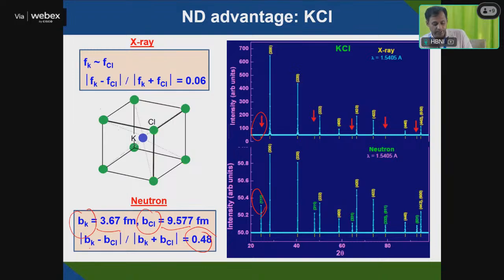So in neutron diffraction you are getting an additional peak, information which you could not identify in the case of X-ray. In X-ray, the average scattering factor, f of K minus f of Cl, divided by f of K plus f of Cl, is very, very low. So that almost cancels out. So in neutron you'll get the additional peak 111.